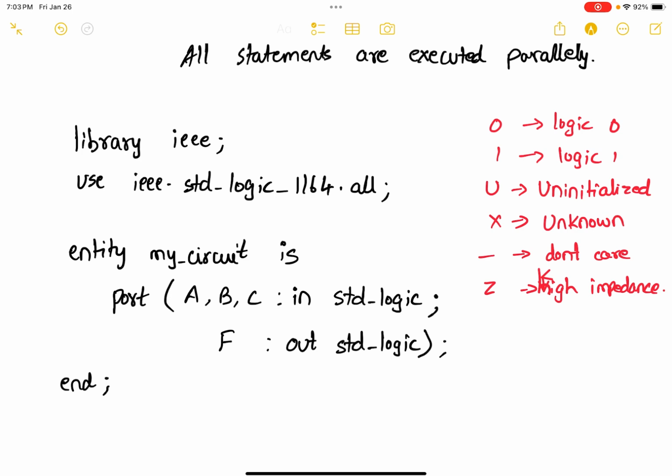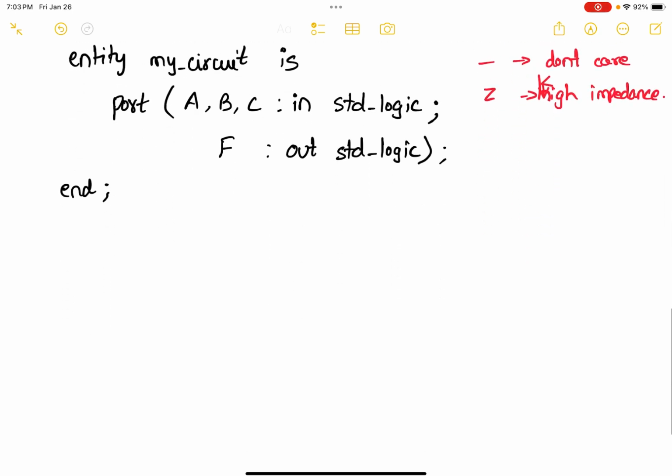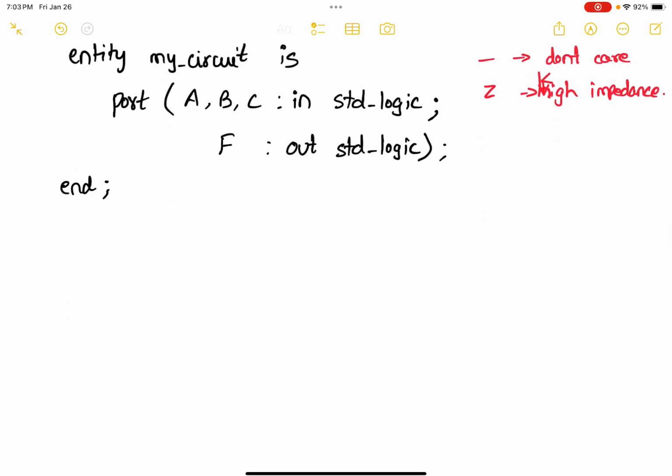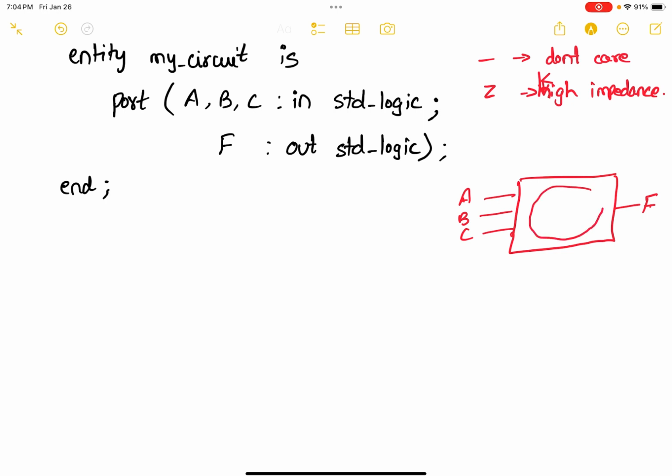end. Okay, so what the entity does is it's going to create a block. I mean, you cannot see the block, but that is what it does. So A, B, C, and F. So this is the entity, and this is the architecture, which relates to how the inputs are connected and how the inputs are logically connected to form the module.